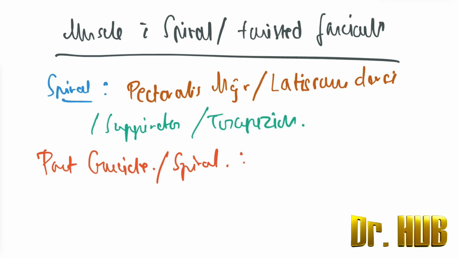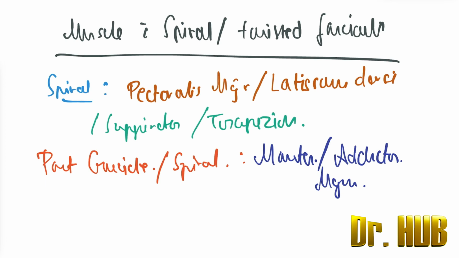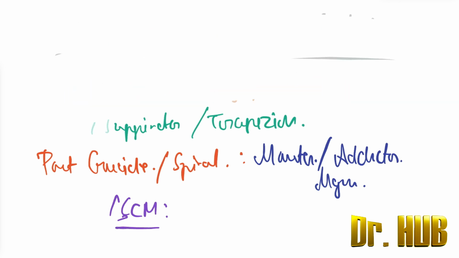So partially cruciate and partially spiral includes the masseter, the adductor magnus, and the SCM, that is the sternocleidomastoid. This is important. There is masseter, adductor magnus, as well as the sternocleidomastoid. Whereas in terms of spiral, it was pectoralis major, latissimus dorsi, S4S, that is spiralis supinator, and the presence of trapezius.